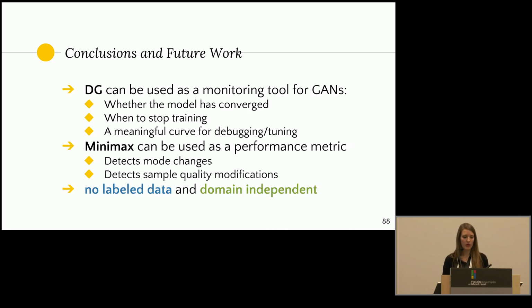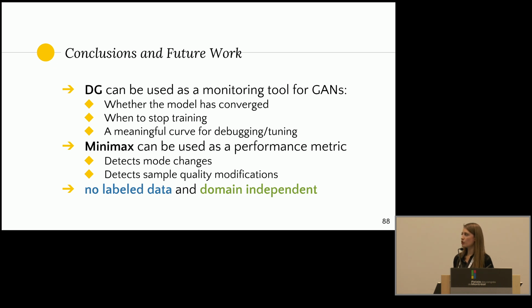So to sum up this part, if you're a practitioner and you want to train GANs, the duality gap and minimax metric have very nice properties. The duality gap can be used as a monitoring tool for GANs, and it can answer the question of whether the model has converged and when to stop the training, and it gives you a meaningful curve for debugging and tuning.